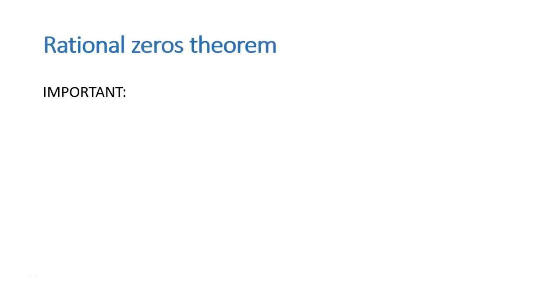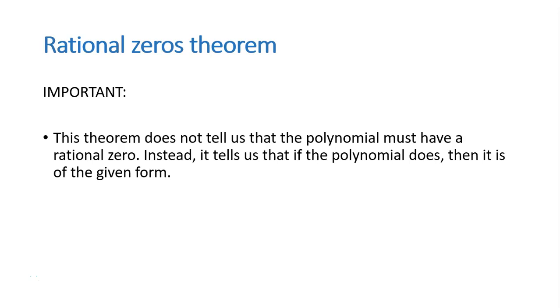Now we need to keep in mind some limitations of this theorem. One thing we need to keep in mind is that the theorem does not tell us that the polynomial must have a rational zero. Instead, it just tells us that if it does have a rational zero, then it's of the given form. In other words, when we generate our list, these are all the possibilities. Realistically speaking, it's possible that we could check all of those numbers using synthetic division and none of them will work. However, if that happens, we know that we don't have to keep checking other rational numbers. So it gives us a finite list to check, but unfortunately, it's not a guarantee that anything in the list will actually work. It just says that nothing outside of the list will work.